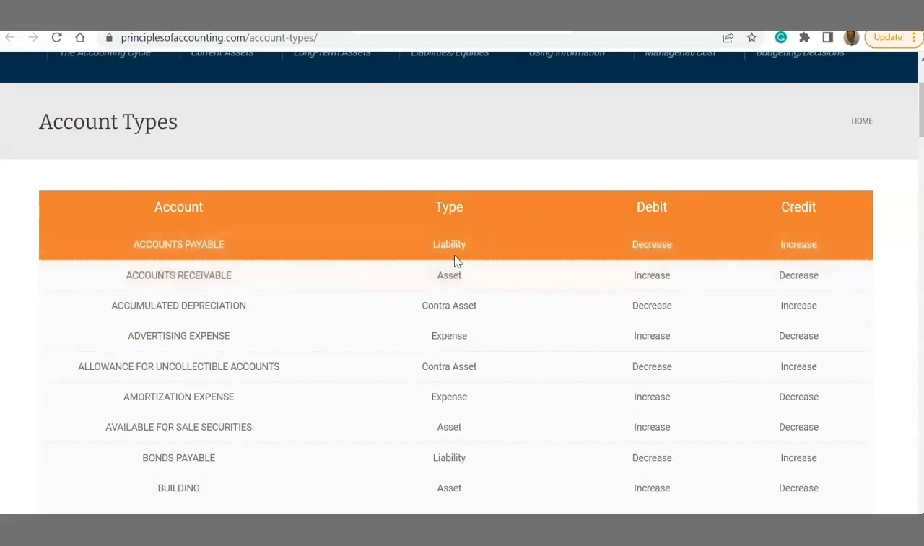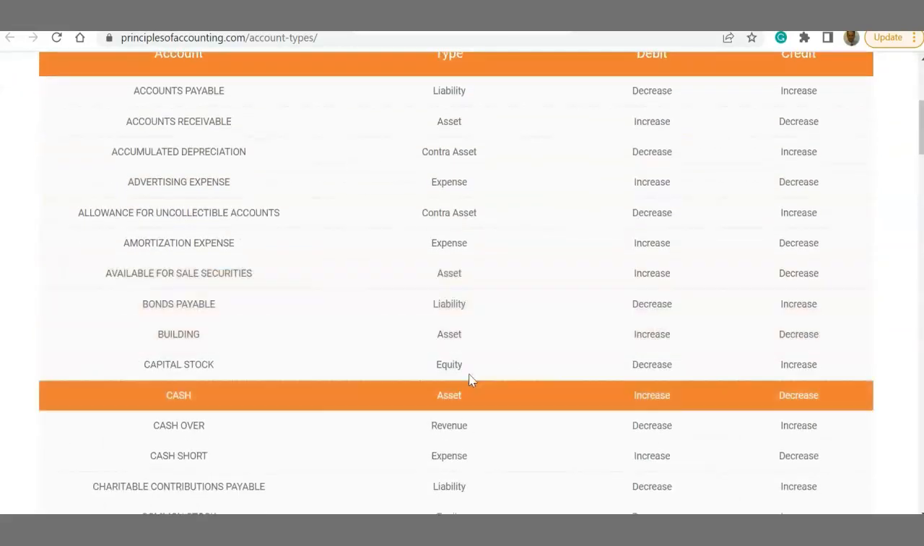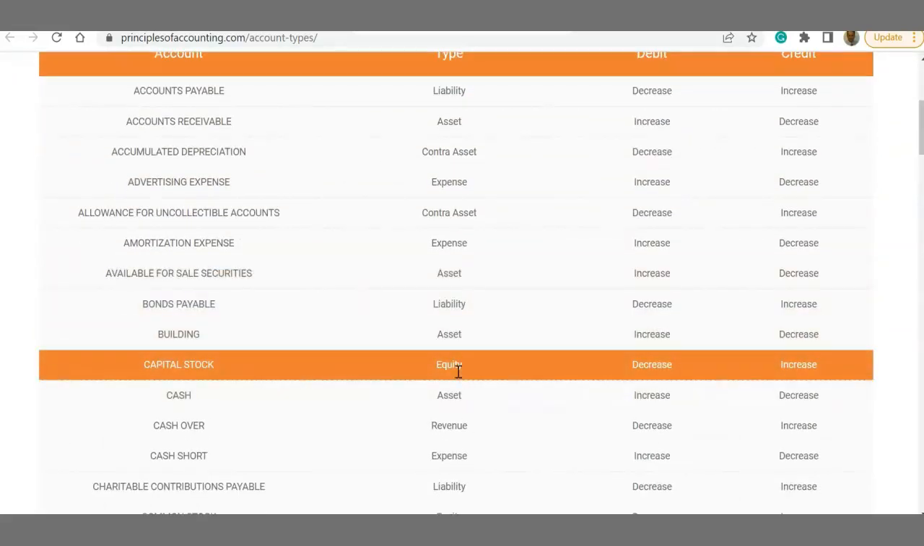what the normal balance is for liability, and what the normal balance is for expense. Expense, normal balance is debit. That means expense will increase if you debit. For equity, let's say capital stock, that's equity. What is the normal balance for equity? Credit. Equity, credit.